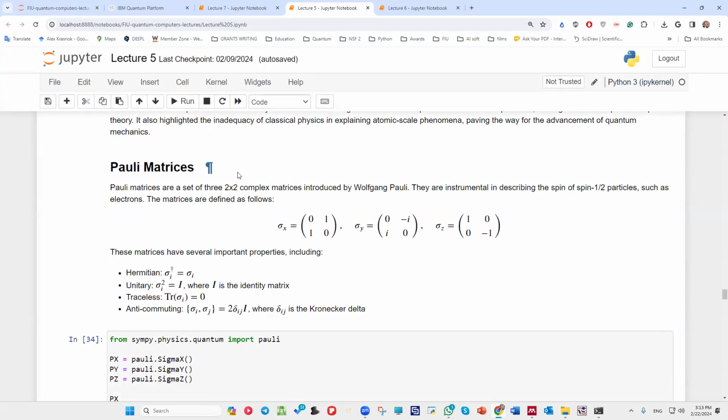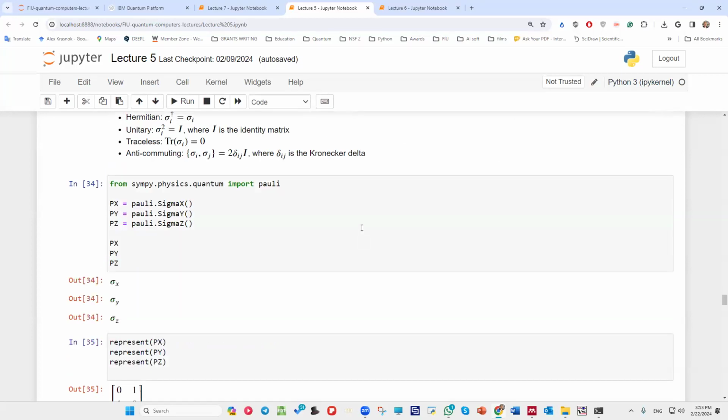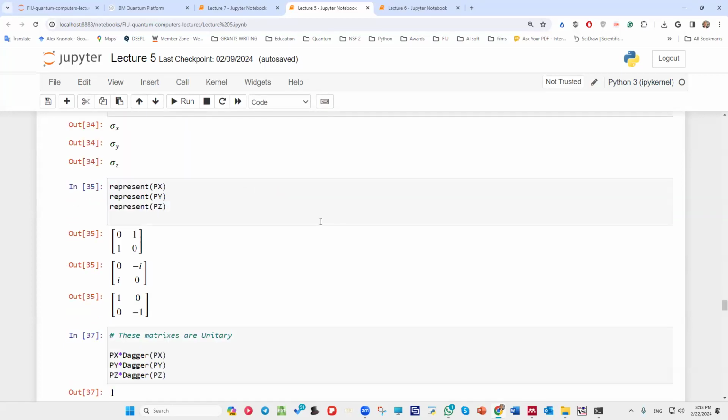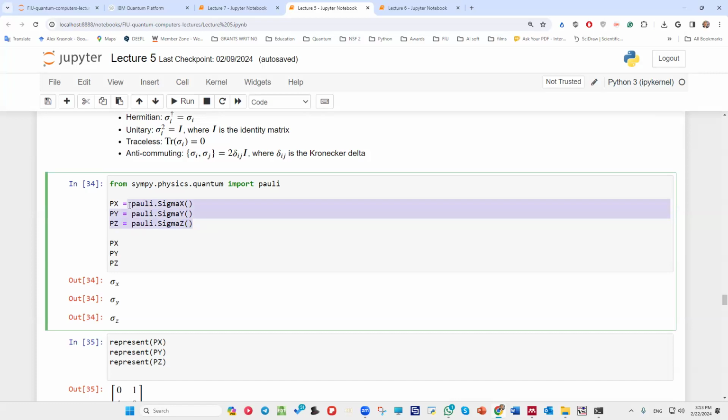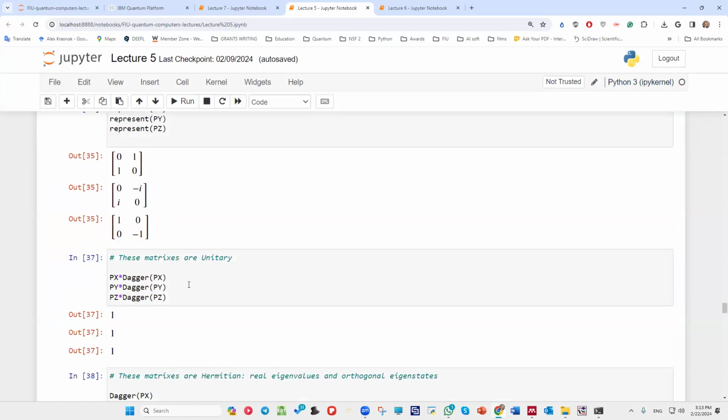And we introduced the concept of Pauli matrices. Again, today we're gonna use these matrices because they present some important quantum gates. Yeah, and using this SymPy Quantum, it's very easy to work with these Pauli matrices again in symbolic form.